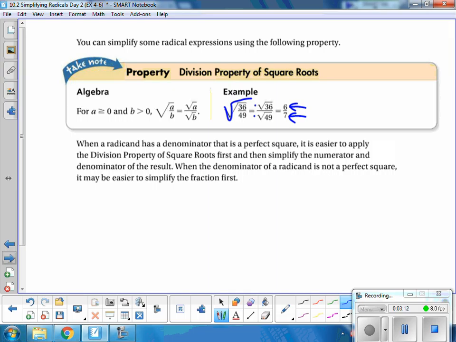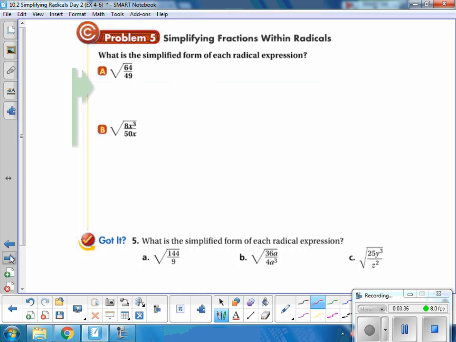When a radical has a denominator that is a perfect square, it's easier to apply this rule first and then simplify. When the denominator of the radicand is not a perfect square, though, it might be easier to simplify the whole fraction first before you break it into pieces. So sometimes you might be simplifying first before you break it into two separate radicals. Let's practice that a little bit.